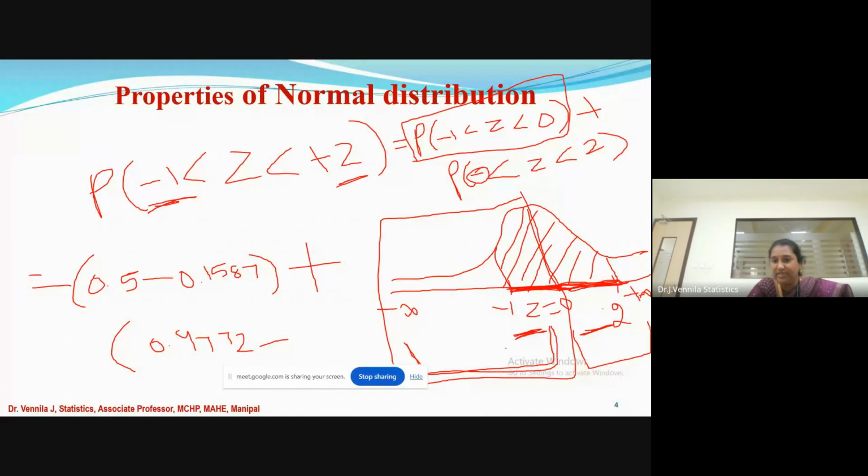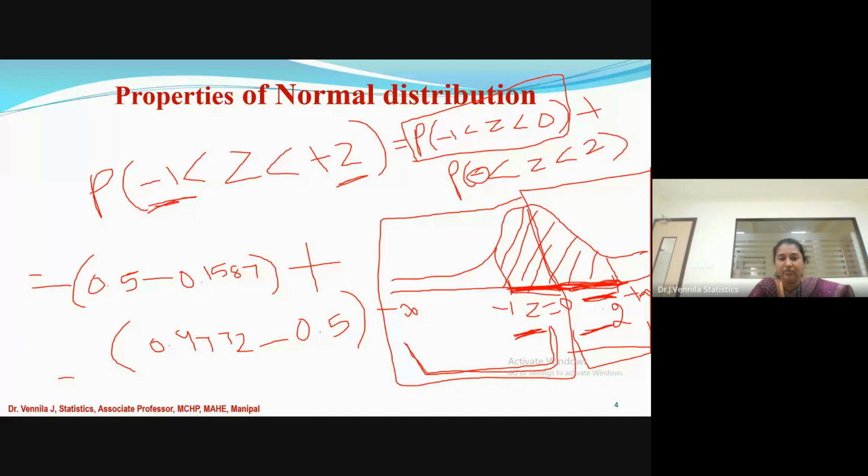So this area value we have identified. What is the whole term? 0.5. So the whole term minus this area, and plus this area plus the whole term. This is the concept. Now you can subtract these two things, simplify, and tell me the final answer.